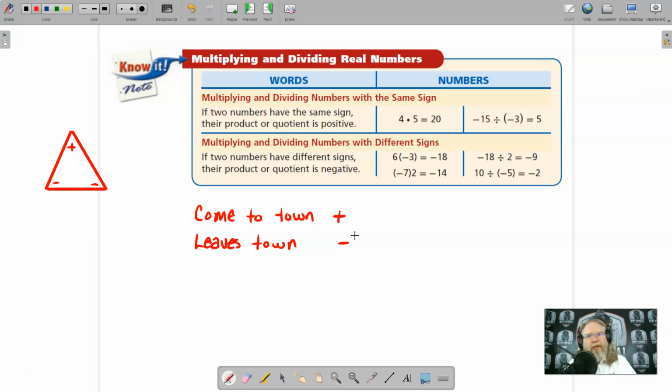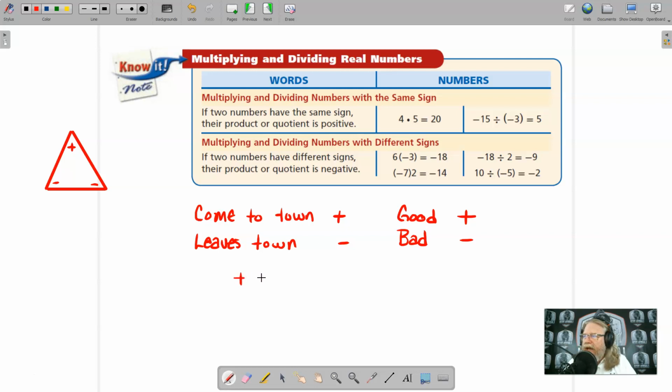Now, there's good people in the world, and there's bad people in the world. So for good people, we're going to go ahead and put a plus sign. And for bad people, we're going to put a minus sign. So let's look and see how this possibly helps us with understanding multiplication or division of positive and negative numbers.